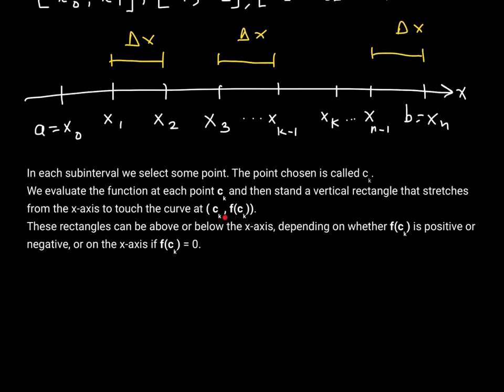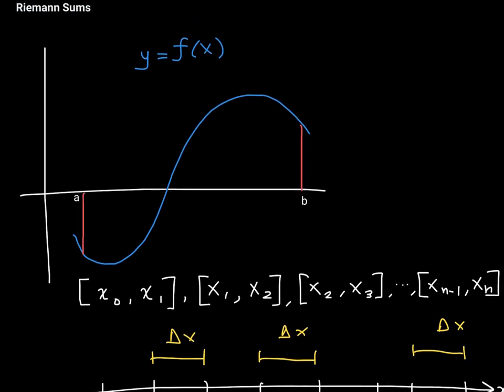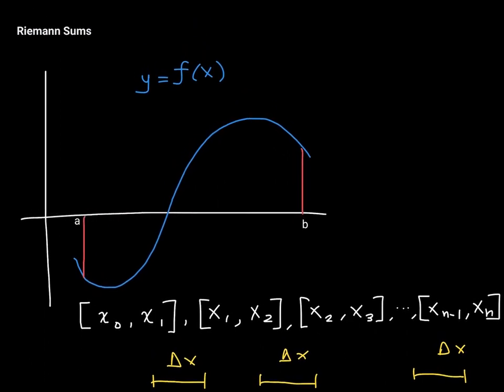Now, this point here can be below the x-axis or above the x-axis. So these rectangles can be above, or they could even be below the x-axis, depending on whether this function value is positive or negative. If it's equal to 0, then your rectangle is just right there on the x-axis. It's like a rectangle whose height is 0. So let me take us back to our picture here. Let me show you a picture of what we just said.